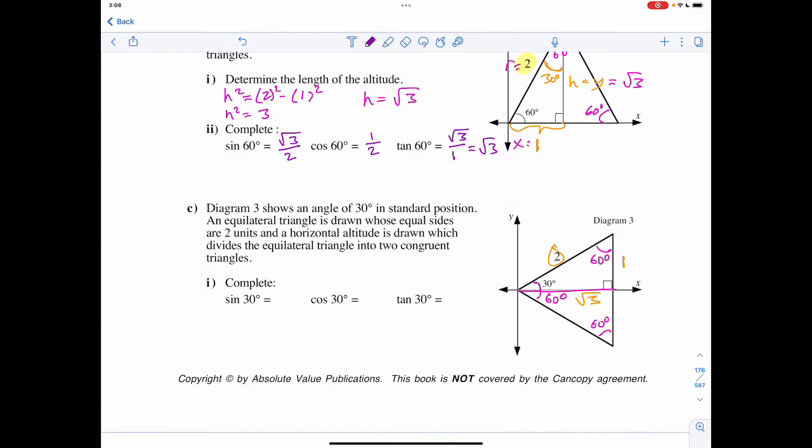When I do this process, now my sine is going to have an opposite of 1 and a hypotenuse of 2. My cos is going to have an adjacent of root 3 and a hypotenuse of 2. And my tan is going to have an opposite of 1 and an adjacent of root 3. And when I rationalize this, this is going to be root 3 over 3.